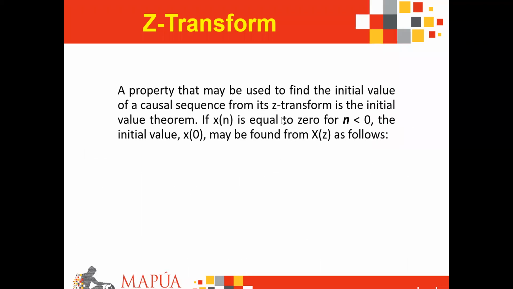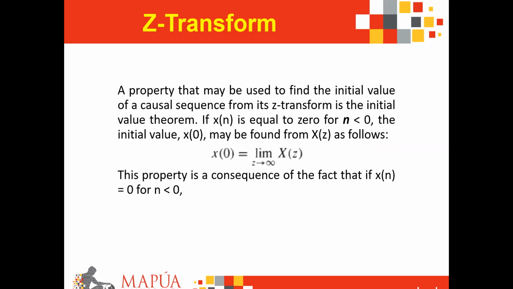So a property that may be used to find the initial value of your causal sequence from the Z transform is the initial value theorem. So meron siyang initial value theorem just like your Laplace transform. Okay? So ito ay para ma-solve lang yung mga causal sequences. Okay? So of course, this property is a consequence of the fact that your x of n would be equal to 0 kapag less than 0 yung n, wala nang value. 0 na. Okay? So hence, you'd end up with this form. Nakuha ba?